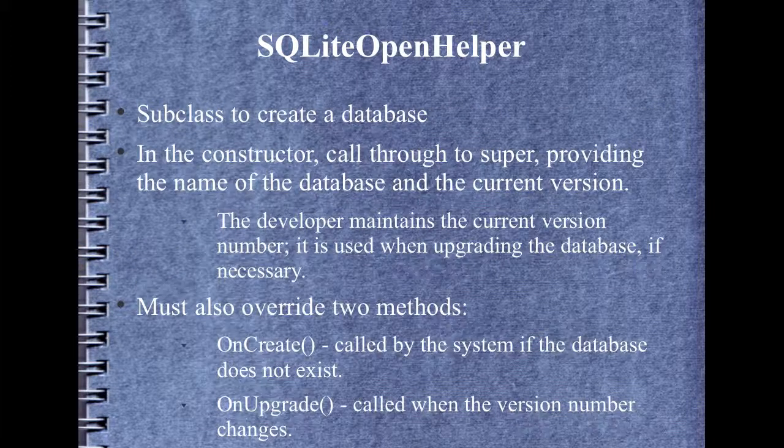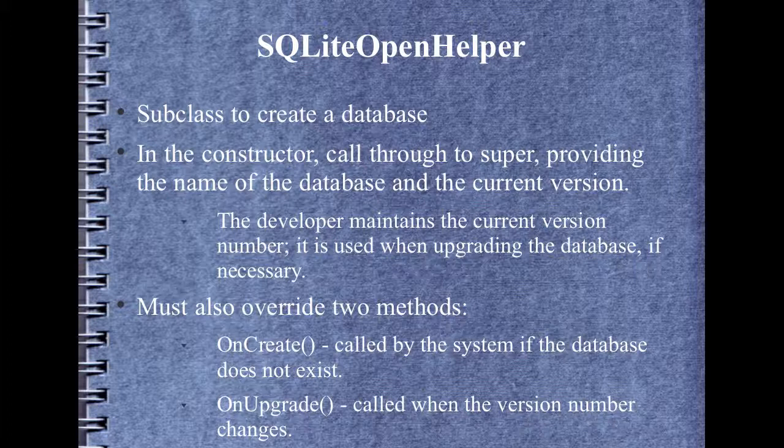We subclass, as I already said, SQLiteOpenHelper to create a database. In the constructor of this subclass, we call through to super, and we provide the arguments that are already in the constructor along with one other piece of information, which is the name of the database and the current version. The name of the database can be anything we want it to be. The current version must be a monotonically increasing integer. In other words, if we start with version 1, the next version number must be 2. It can't be 1.01 or anything like that. Just major versions only.